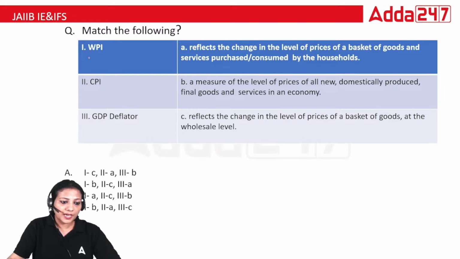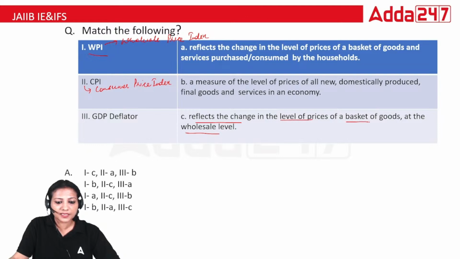So WPI is nothing but wholesale price index. And CPI we have already seen, this is consumer price index. So wholesale will depend upon the wholesale level, so it reflects the change in level of prices of a basket of goods at the wholesale level. So one will match with C.